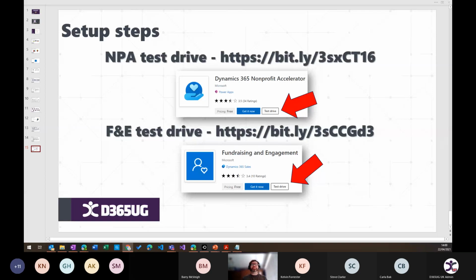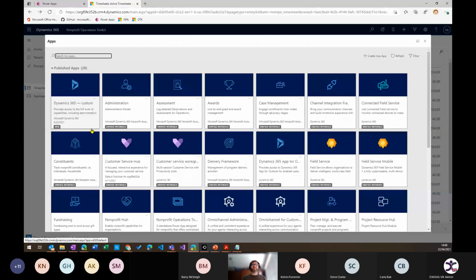So that's pretty much it for the slides. I was just going to go now and show you some of the aspects of the application itself, just so you get an idea of what it is and what it looks like. I'll start off first of all with the non-profit accelerator.